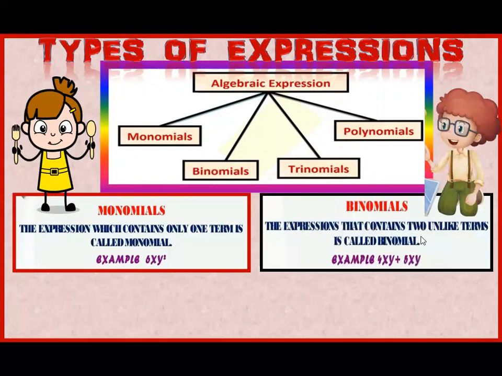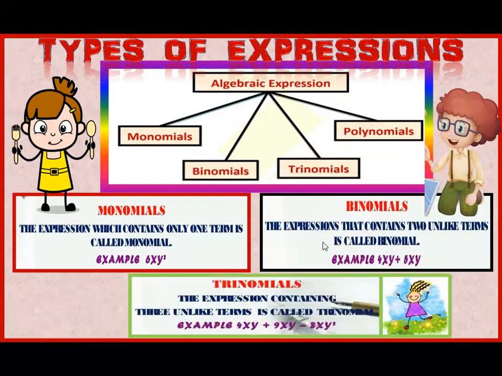Binomial. An expression that contains two terms is called a binomial. For example, 4xy plus 8xy. Here they are like terms. It can be two like terms or unlike terms combined together, and it is called a binomial. Trinomial is with three terms. The expression contains three terms and is called a trinomial. 4xy plus 9xy minus 8xy squared. Polynomial. Expressions with more than two terms are called polynomials. A trinomial is also a polynomial.